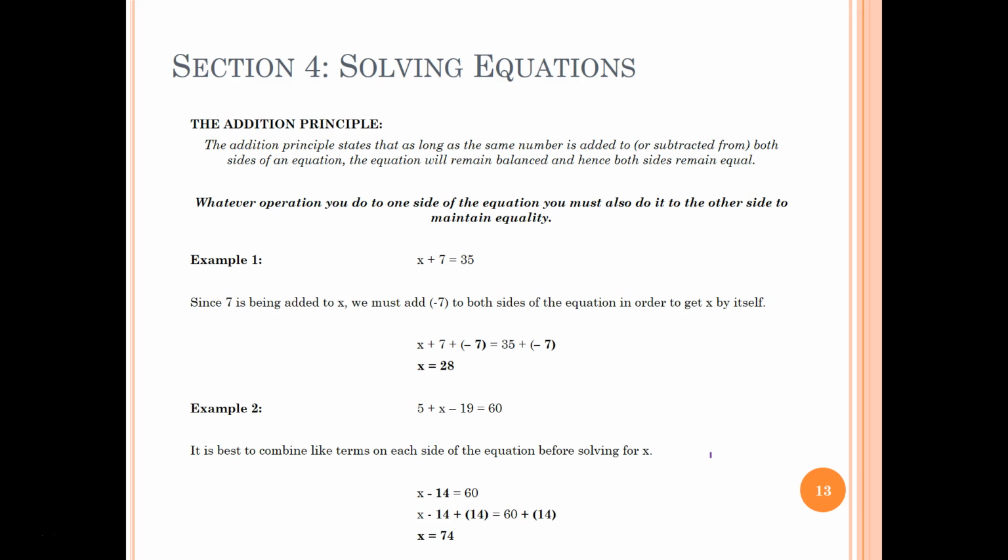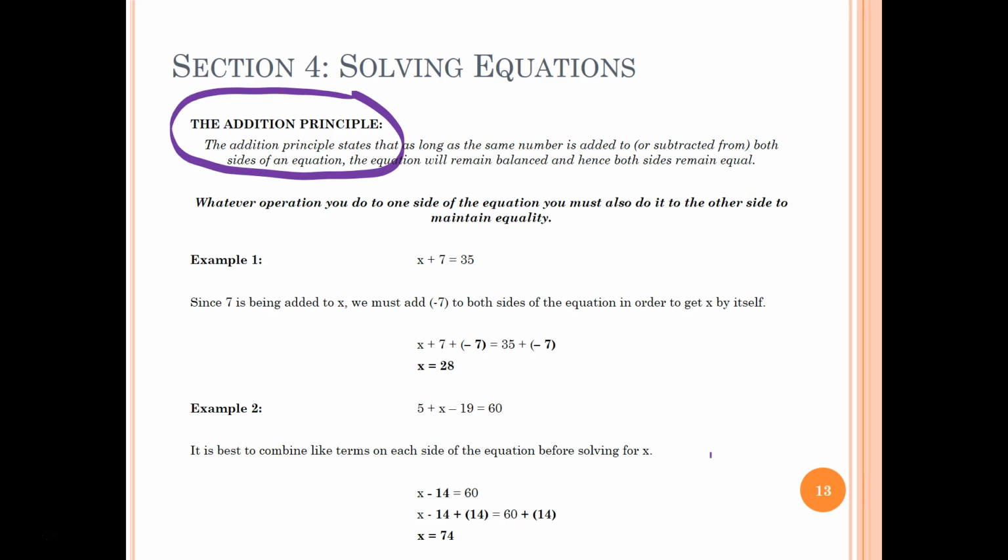Now, when solving equations, one of the most important principles we have, and we have a few very important principles, is the addition principle. What the addition principle says is, whenever you have an equation, think about that equal sign as being a balance. In order to maintain balance on each side of the equation, we're going to have to add to each side the same number, or this works with subtraction as well.